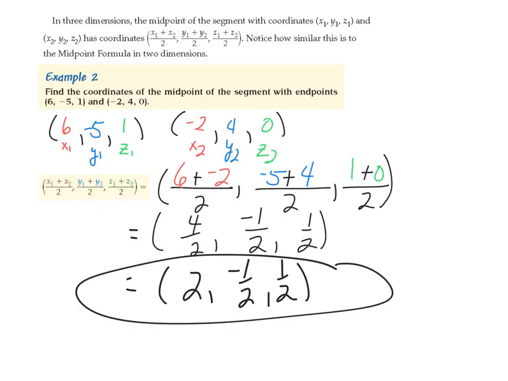So instead of averaging 2 numbers, we're averaging 3 numbers. Not that big of a leap forward.